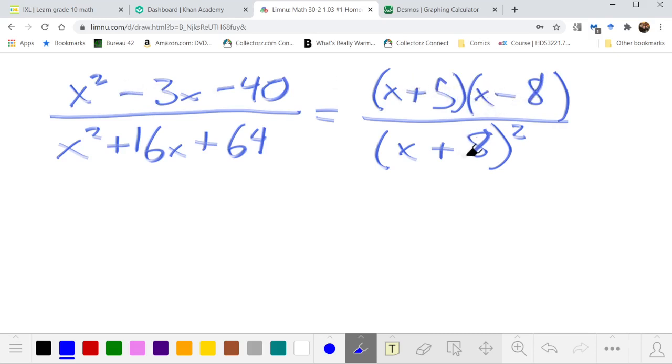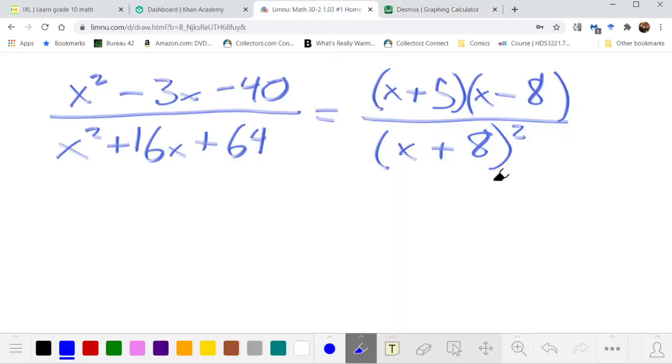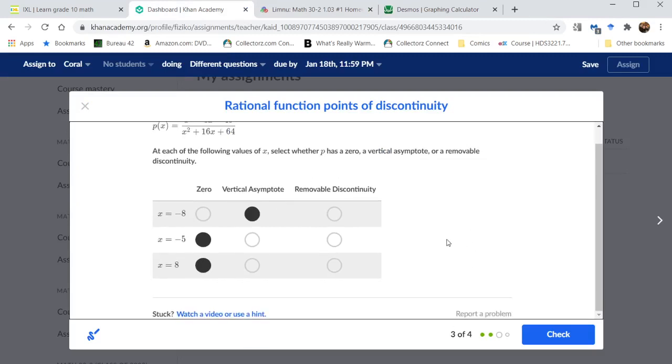So these are the points of interest. x equals 8 and x equals negative 5 will both be zeros, while x equals negative 8 from our denominator will be our vertical asymptote, which does not cancel.